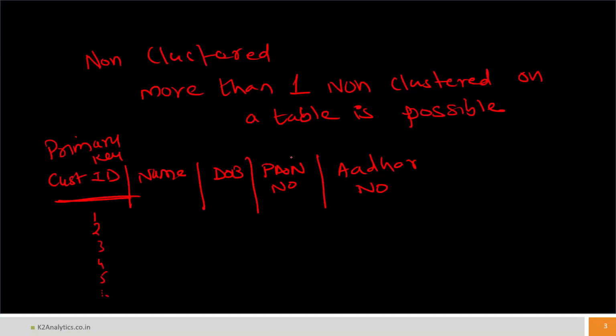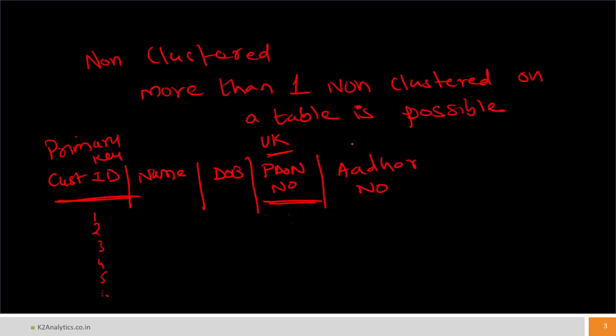Now just think, PAN number, you declare unique key. Can you sort the same table by PAN number also? No. A given table can be sorted in only one way. If you are sorting the data by customer ID, then the same table cannot be sorted by PAN number also, because the moment you sort it by PAN number, the sorting of customer ID column will go for a toss.